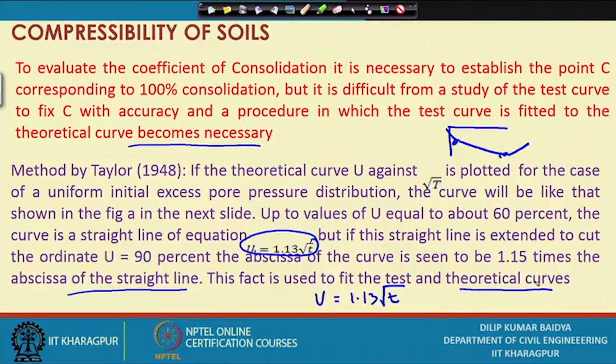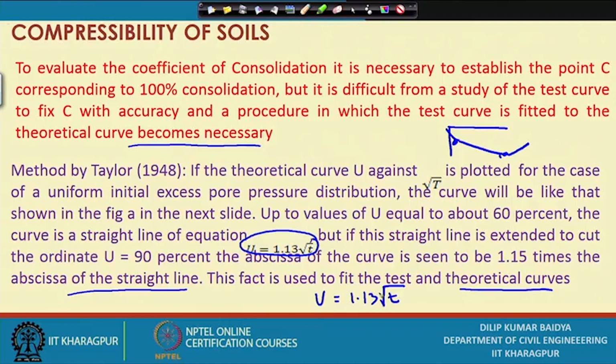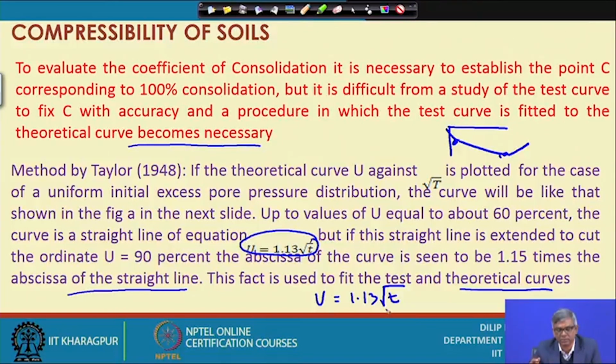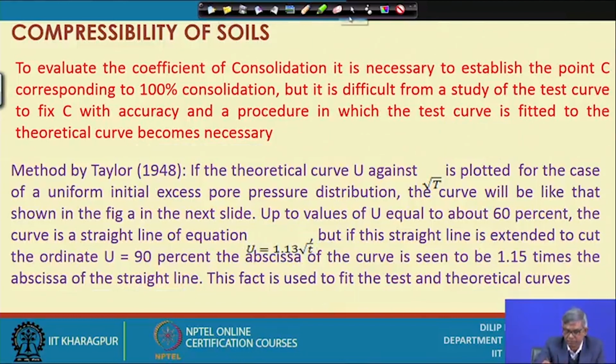So, we have observed something in the test results. Now, it is observed with the theoretical curve u versus root t that up to 60% it is a straight line, and beyond 60% it is a curved one. But at 90%, which is close to 100%, we have seen there is a relationship between this original curve and the straight line. The ratio is 1.15. So, this observation will be utilized to fit the curve and find out Cv.